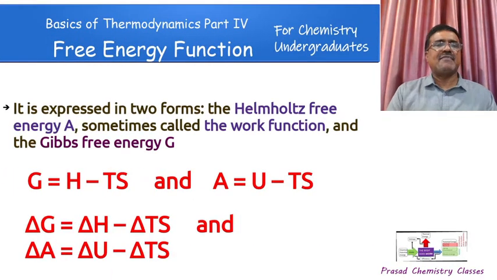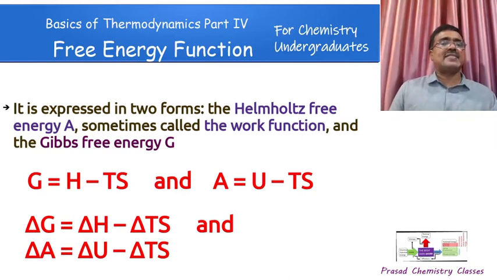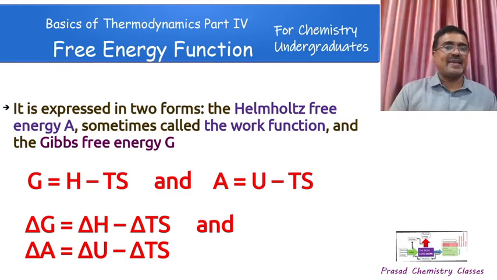Okay, the change in the function, we can write delta G equals delta H minus delta TS. And if you consider a constant temperature process, we can simply put it as T delta S. Similarly, delta A is equal to delta U minus delta TS. And if it is a constant temperature process, it will be T delta S again there.